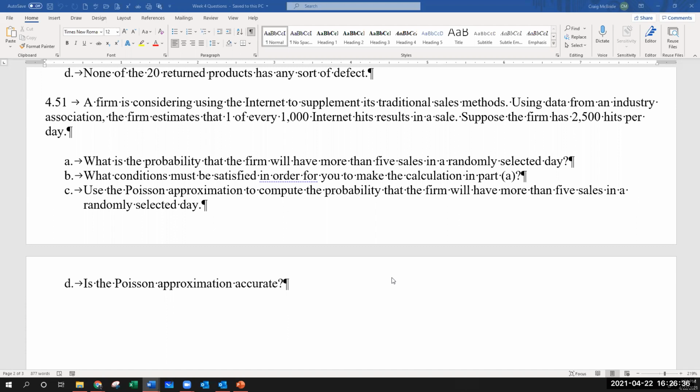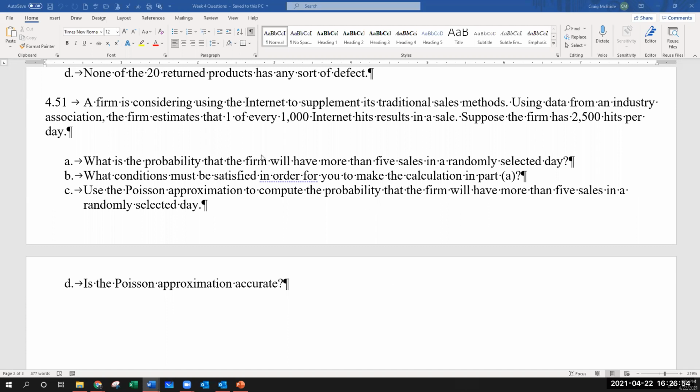It's binomial. Now, the reason why you thought it was Poisson is because it talks about time. Right. But it doesn't talk about a number of hits. It doesn't talk about a number of sales over a span of time. It talks about a number of sales over a number of hits, right?